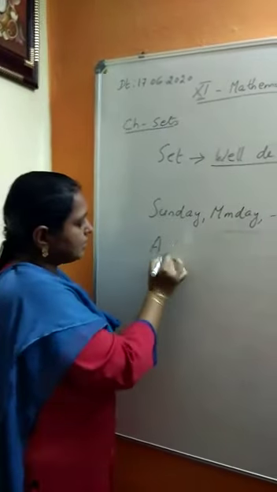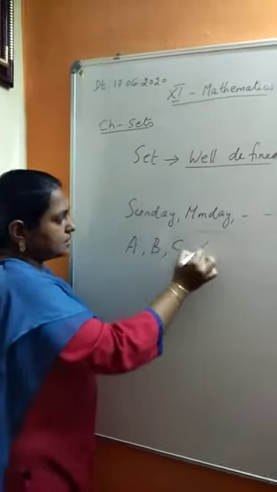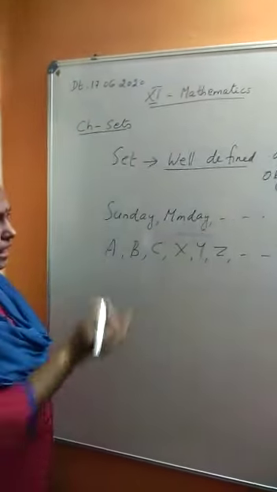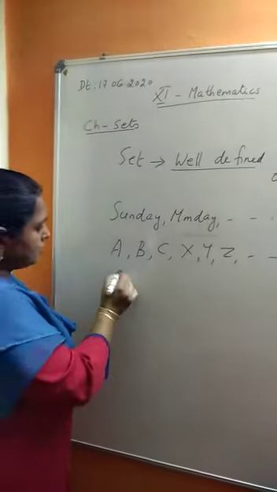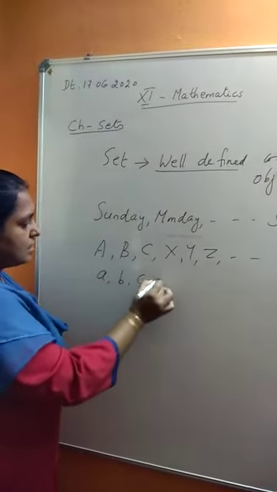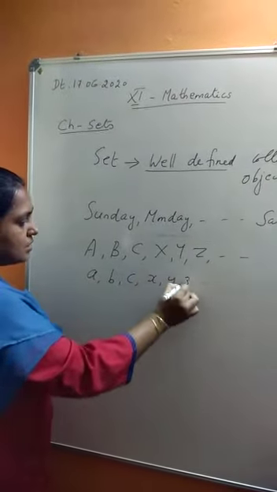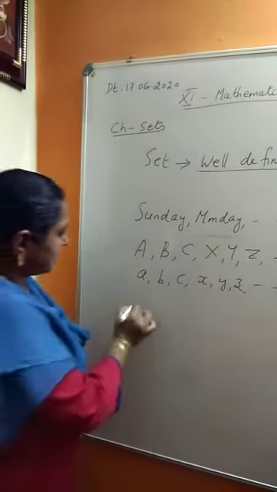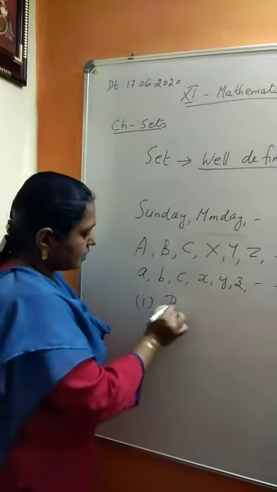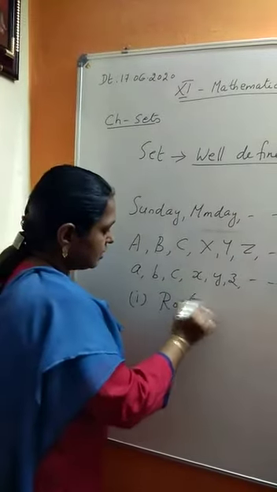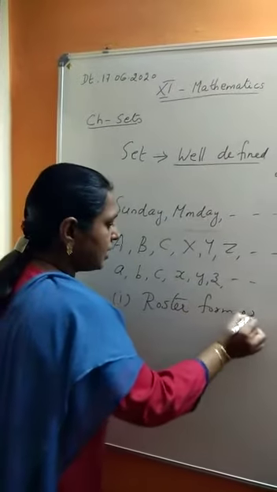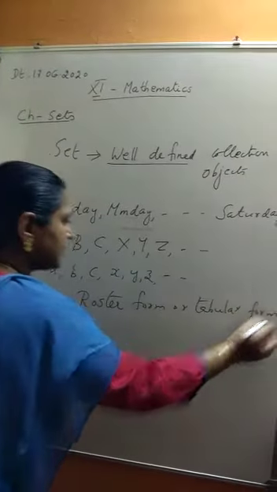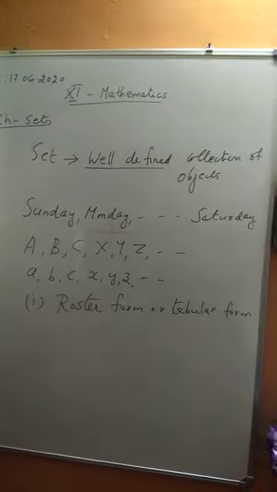Sets are denoted by capital letters A, B, C, X, Y, Z, etc. And to denote the elements, the members of a set, we generally use small letters: small a, b, c, small x, y, z, etc. Now, there are two ways of representing a set. The first way is the roster form or tabular form. What is this roster form or tabular form of a set?